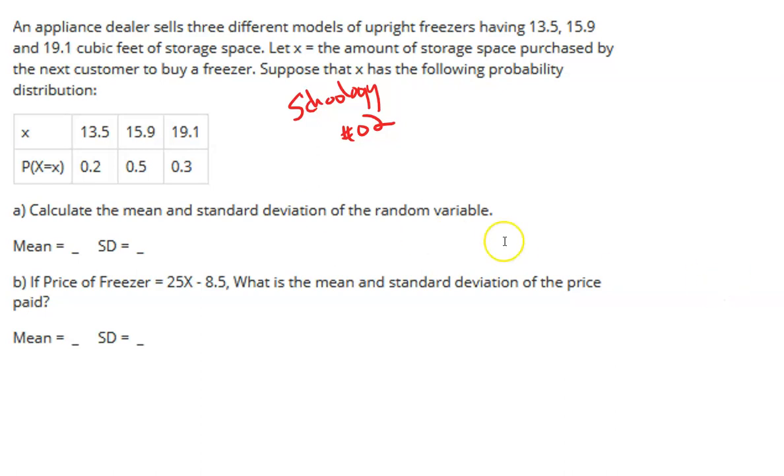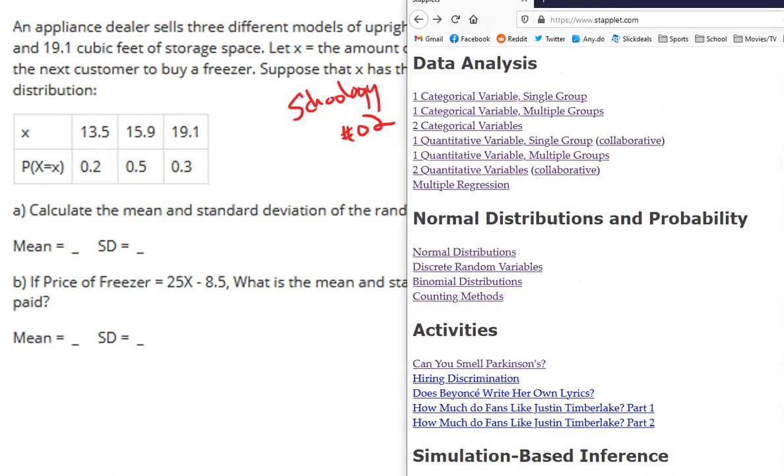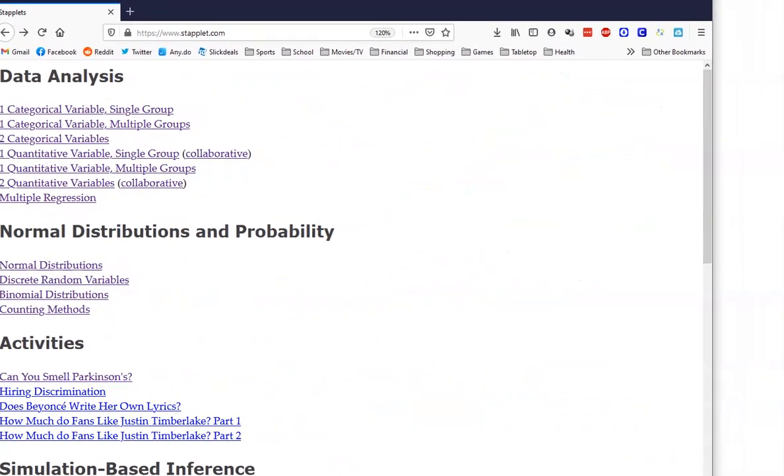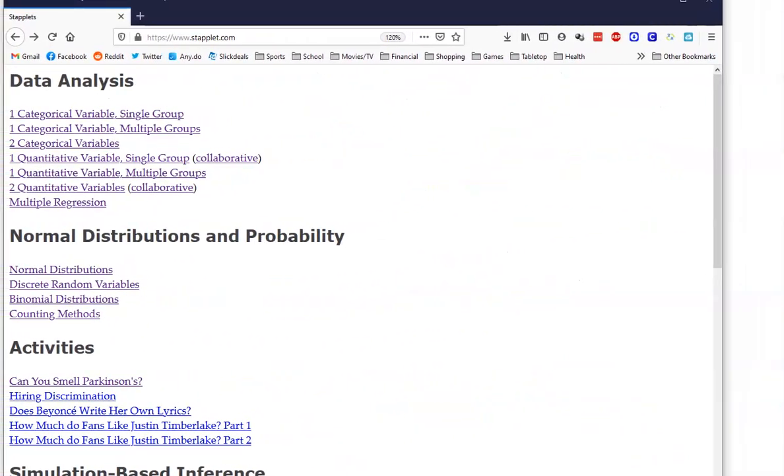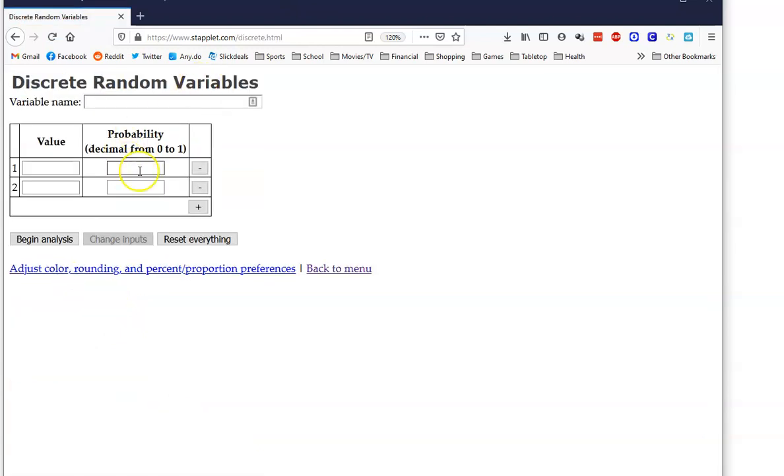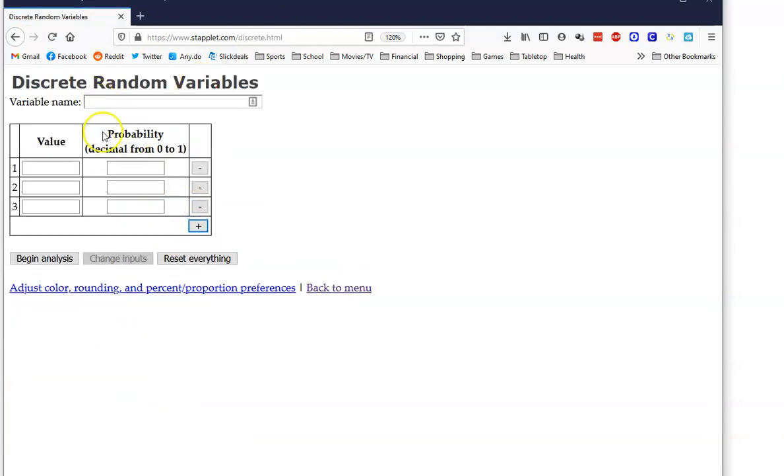If we want to calculate the mean and standard deviation, the fastest way to do that is going to be through Statplet. So I'm going to pull up Statplet here. And I'm going to do discrete random variable because I have a discrete random distribution here. I have 3 sets of data, right? 3 values. And this is going to be freezers.